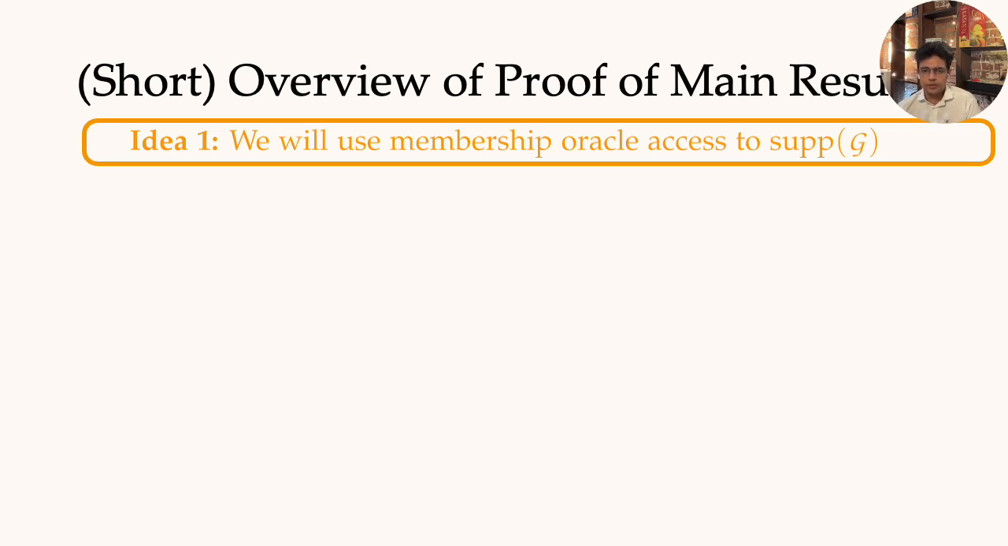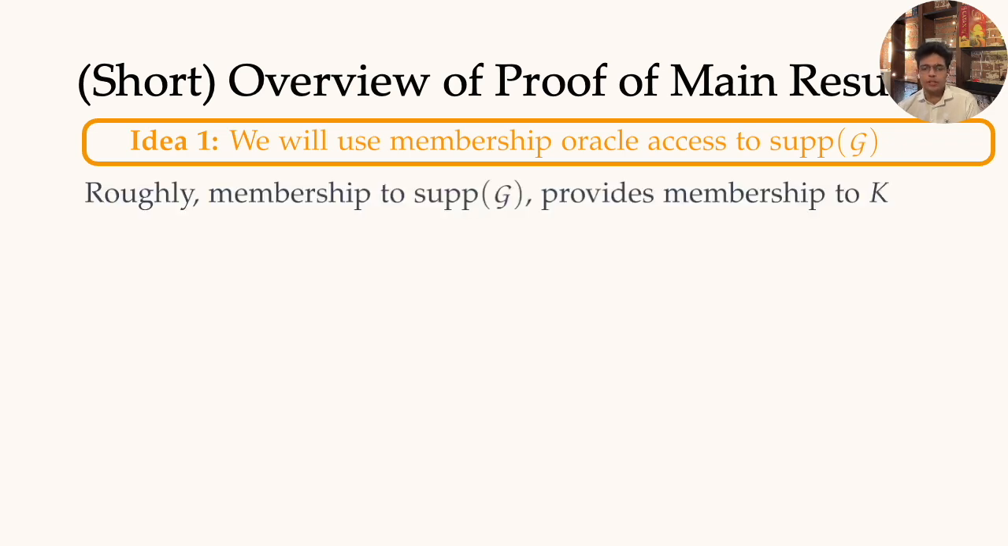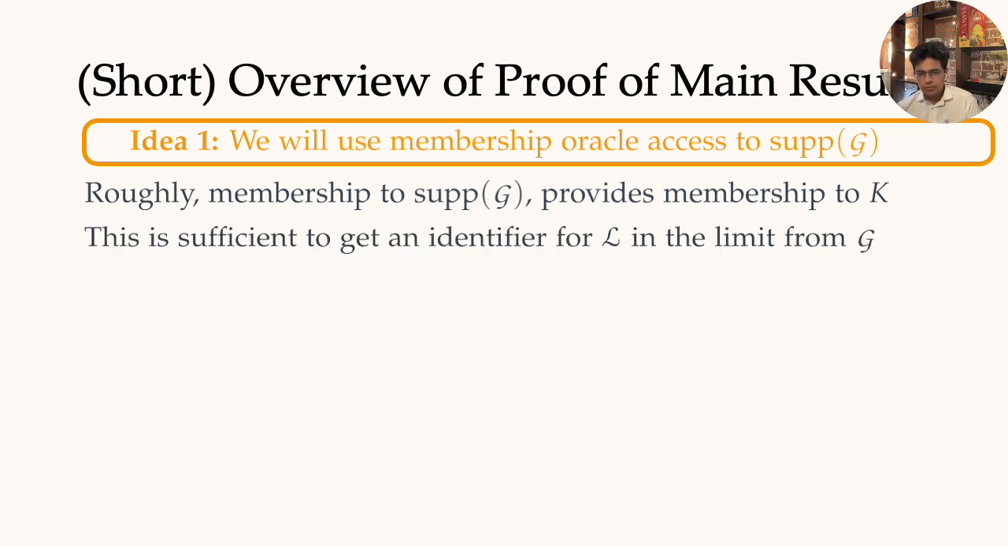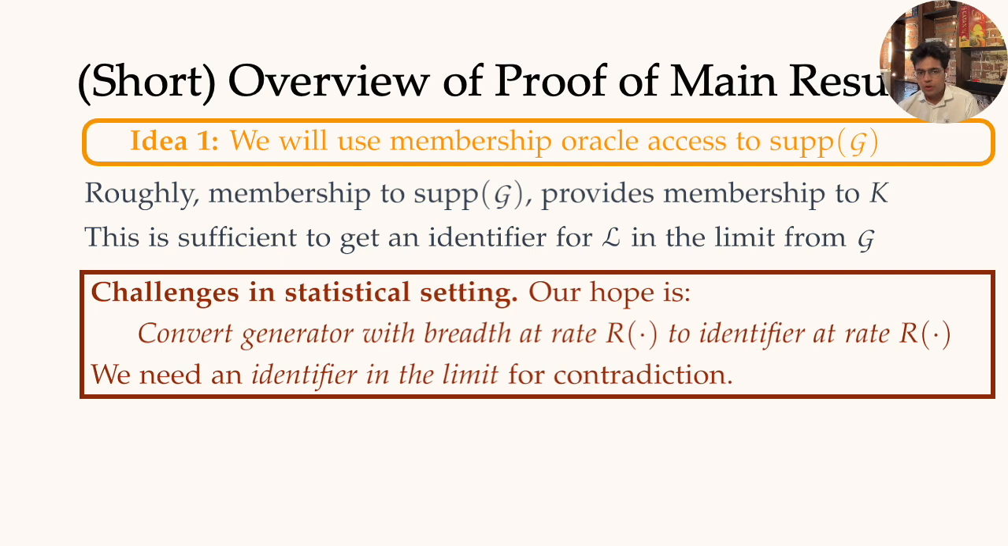Hence, we must use some other property of our generator. And our first idea is to use this membership oracle access to the support of G, which, roughly speaking, provides us membership to the target language K. With membership access to target language K, it's not too hard to show that one can get an identifier for the collection in the limit. However, this is not quite enough to get our result in the statistical setting. Using the above sort of conversion, what one could hope for is to convert a generator that achieves breadth at rate R into an identifier that identifies at rate R.